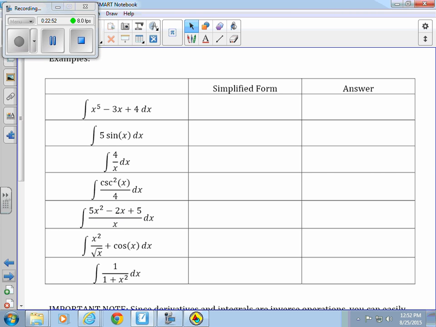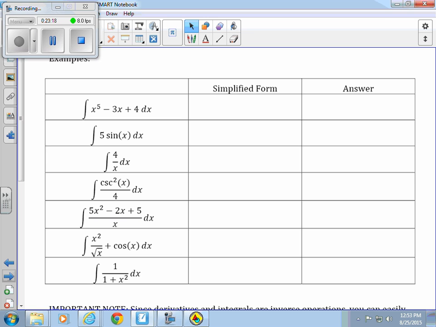So if we look back here, it might look like we've got 13 new things to memorize. Do we really have 13 new things to memorize? Really, you just undo what you already have memorized. You think about it.